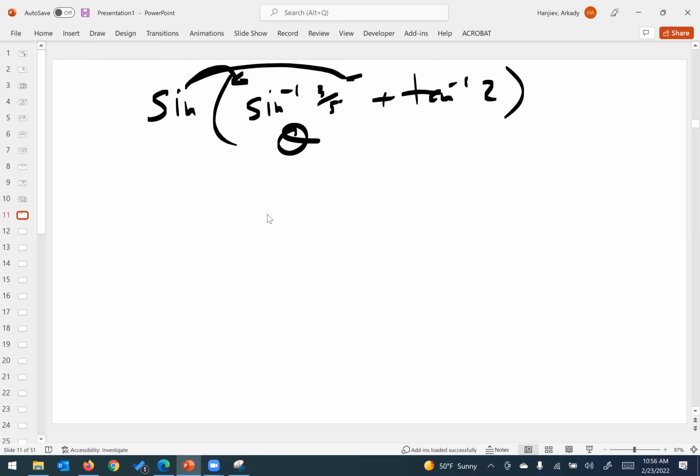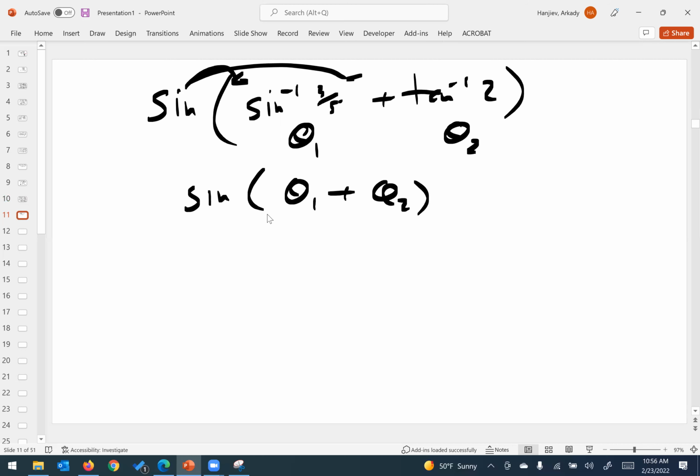I can put theta 1, and I can put theta 2 in here if I wanted to, because those are two angle measurements. Or I can use A and B. But maybe just for computation's sake, I'm going to use theta 1 and theta 2. So I say to myself, hold on, I have a formula that allows me to take the sine of theta 1 plus theta 2. I have a formula for that.